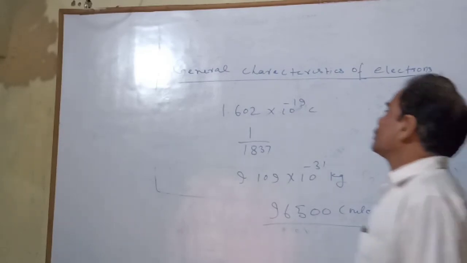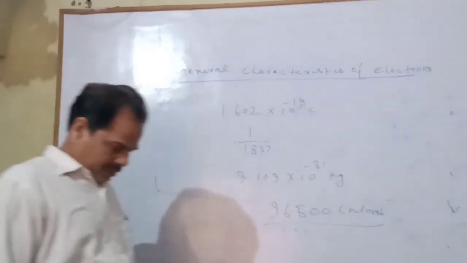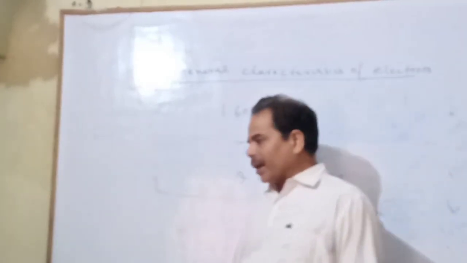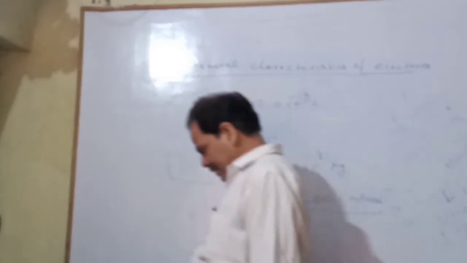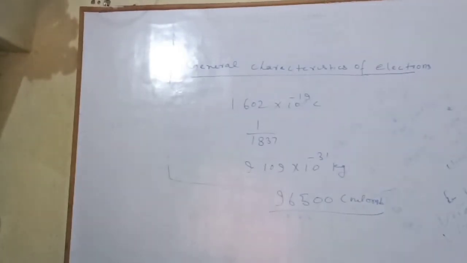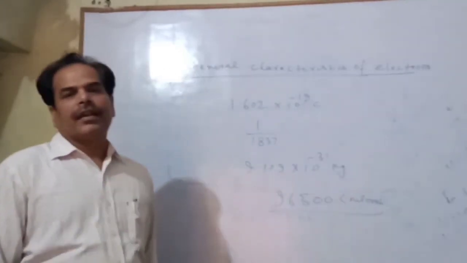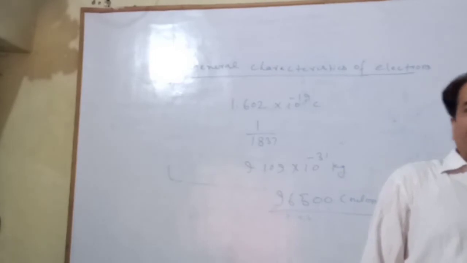On the basis of the experiment and characteristics, we conclude that electron is the universal particle of the atom. It is not verified only by J.J. Thomson, but it is also verified by the emission of beta rays from the radioactive elements. Beta rays are only electrons.